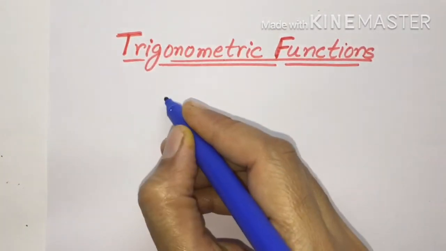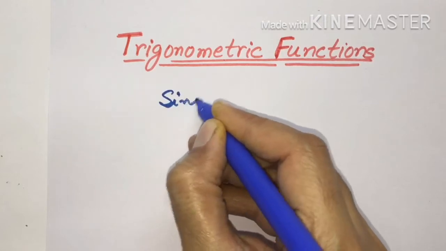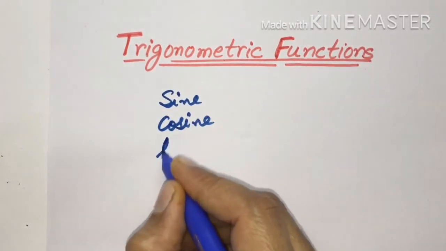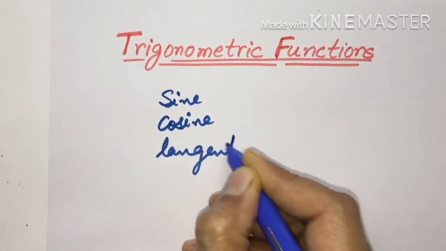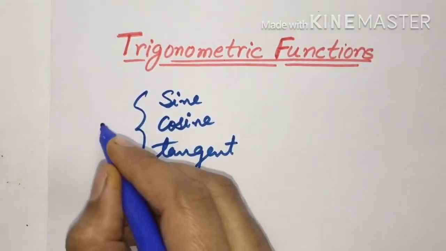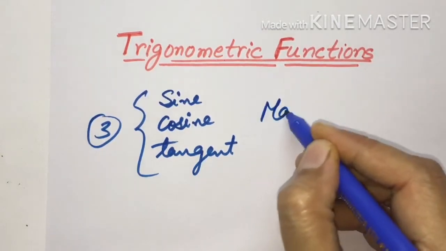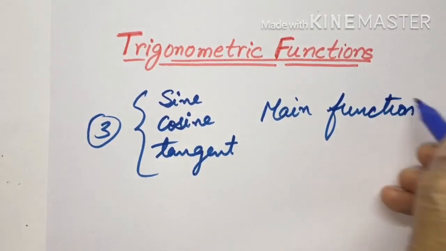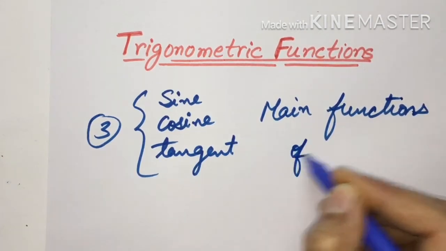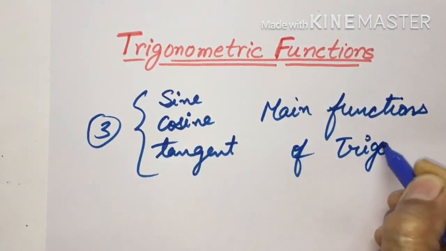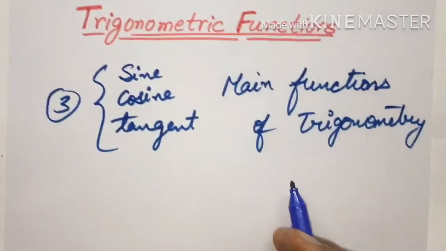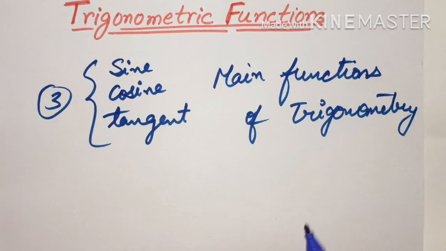So I was telling you that sine, cosine and tangent, these three are the main functions of trigonometry. But first we should know what is a function.